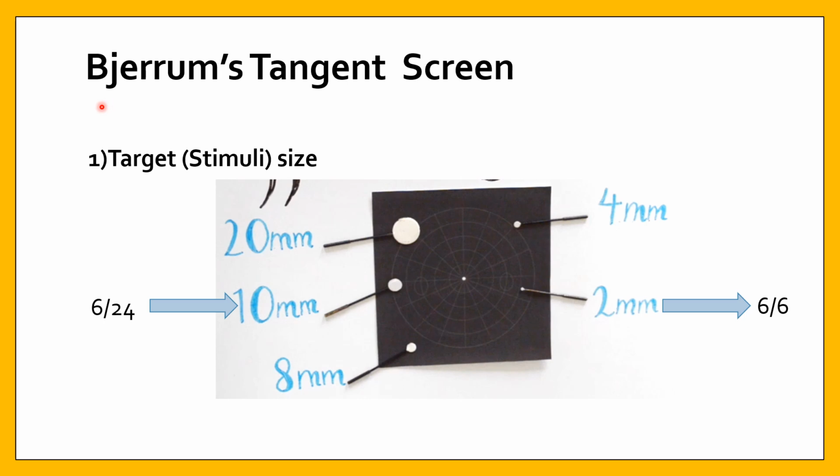One is the target size stimuli. Another is the color stimuli. First of all, we are going to discuss the target stimuli. There are different target stimuli of 20 mm, 10 mm, 8 mm, 4 mm, and 2 mm. The 10 mm target stimulus can be used for a patient having a vision of 6/24, but the 2 mm target stimulus can be used for a patient having 6/6 vision.